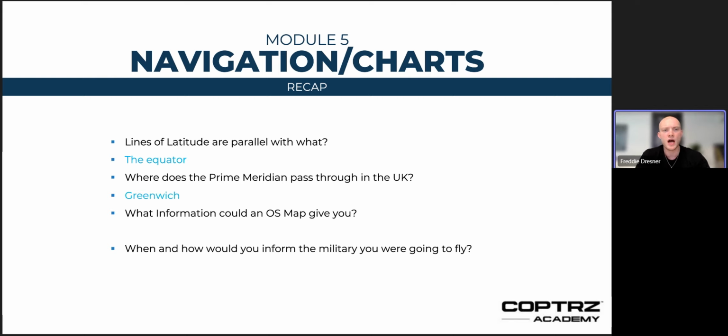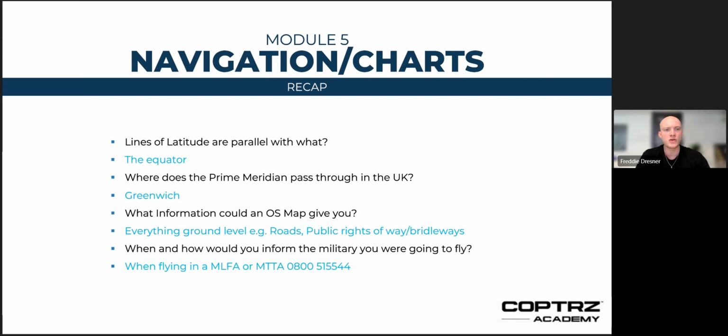What information could an OS map give you? Pause now. The information an OS map would give you is everything to do with the ground, e.g. roads, public rights of way, and bridleways. And finally, when and how would you inform the military you were going to fly? Pause now. To inform the military, you will contact them when you're flying in a military low-flying area or a military tactical training area. There's your number at the end that we mentioned there.